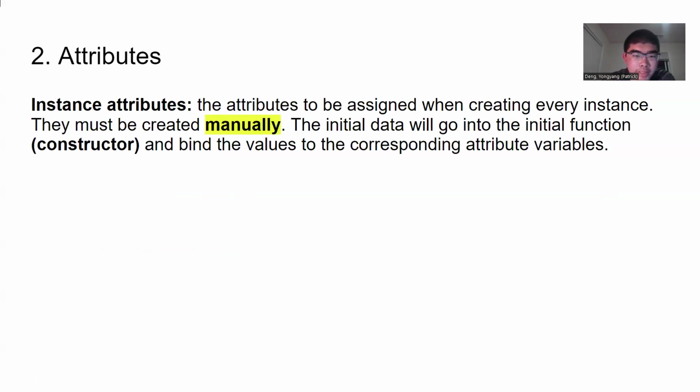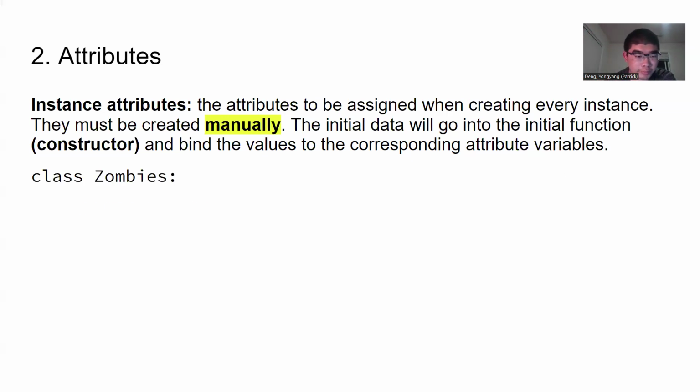So the instance attribute is assigned when creating each instance, and it must be created manually. The initial data is what you type or write in the code when executing the program. Then you input the data, and the data will go into the initial function. Then you bind the value to the corresponding attribute variables so that you can have different instances.